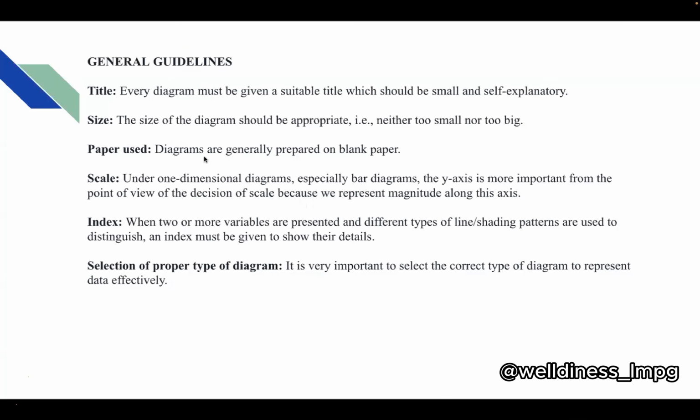Now, index: when two or more variables are presented and different types of line shading patterns are used to distinguish, an index must be given to show their details. Now, selection of proper type of diagram. It's very important to select the correct type of diagram to represent data effectively. This point will be better buttressed as we move on.